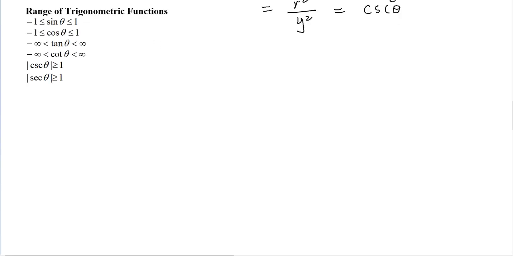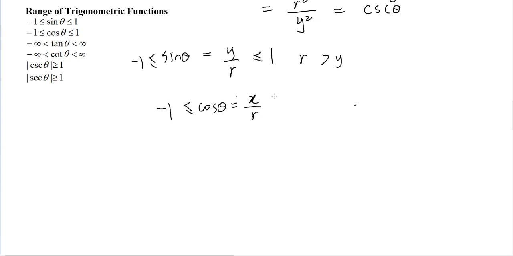Now, from the definition, sine theta is y over r, and r is always bigger than y. Because of that, this is always a proper fraction. y can be negative or positive, and that's why sine theta is always between -1 and +1, because y over r is a proper fraction. Similar reason, cosine theta is x over r, and r is always bigger than x, so it's a proper fraction. So that's why cosine theta is also between -1 and 1.